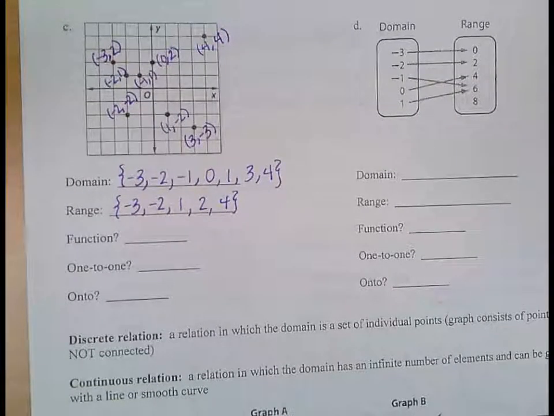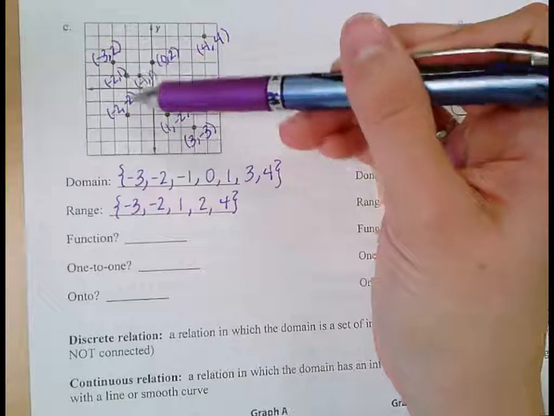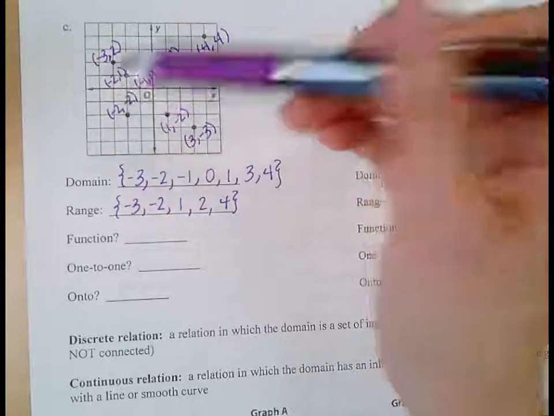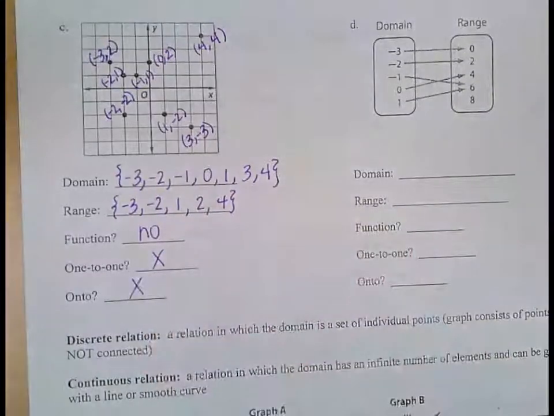And then would you say this is a function? I see some no's. So 2 of the ordered pairs have that same x value of negative 2, so no, it's not a function, meaning it's not one-to-one or onto either.